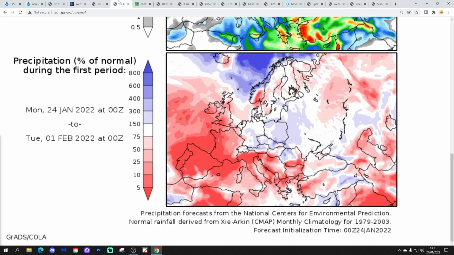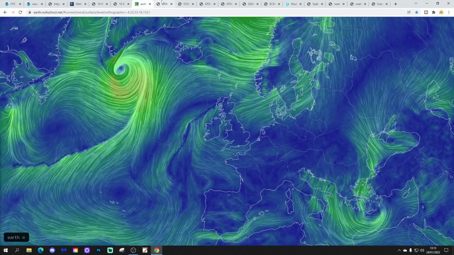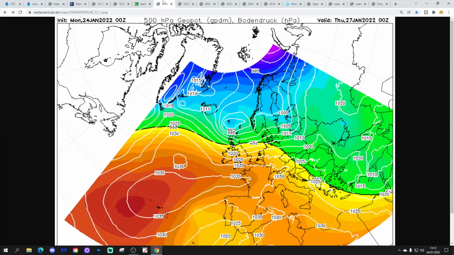Precipitation anomalies from the 24th of January to the 1st of February, they're coming out drier than normal. Latest wind flow map from earth.nullschool.net shows that high pressure is well and truly in control of the weather. And let's start having a look at some chart data next.